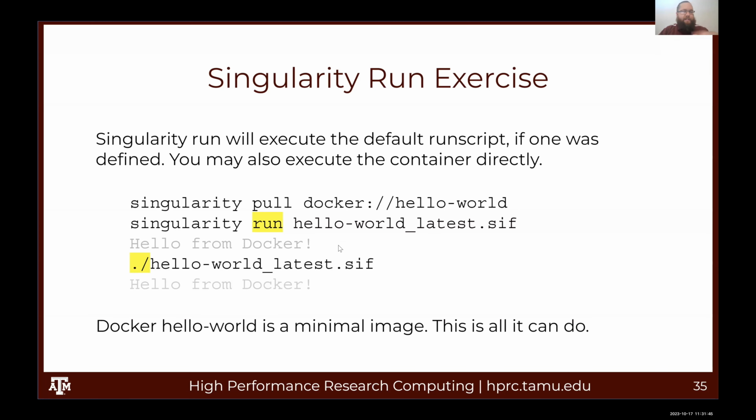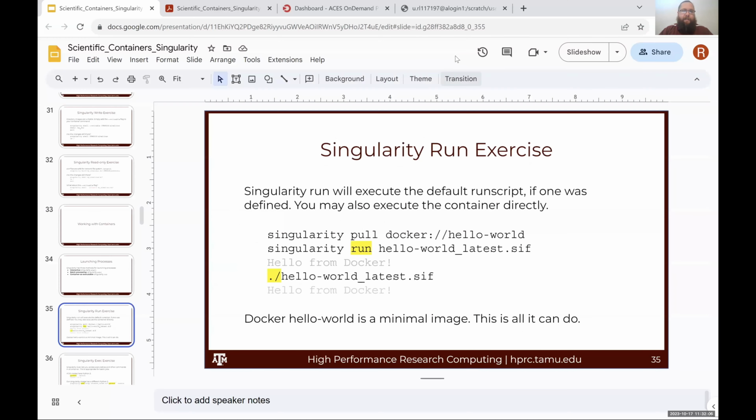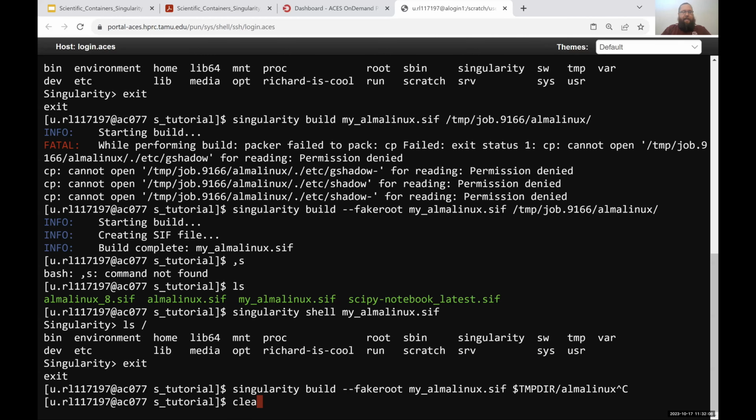It prints out a bunch of words, but among those words, it says hello from Docker. And the alternative method, you can go ./hello-world.sif. It does the same thing. So this is just showcasing this strategy of executing from containers. This is if the developer chooses to define a default run script. You're not really in control of that. It may or may not be the case.